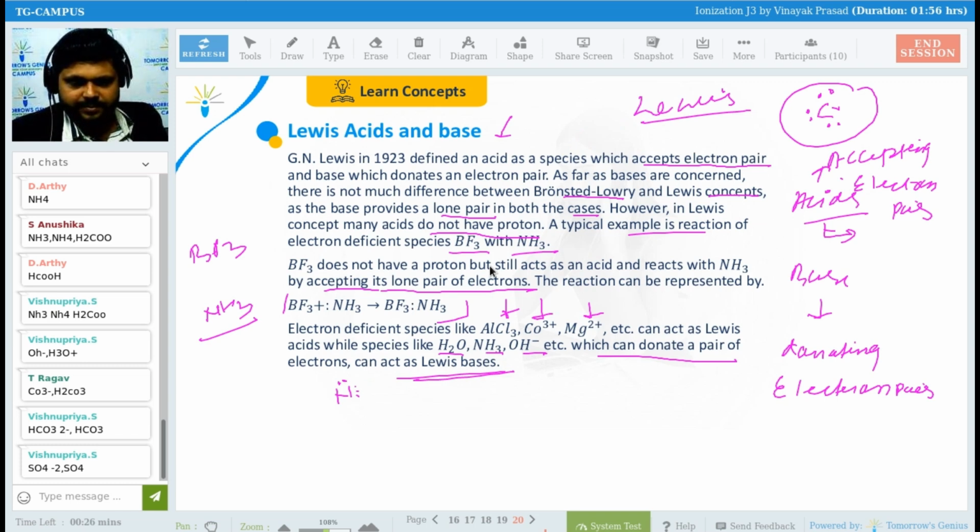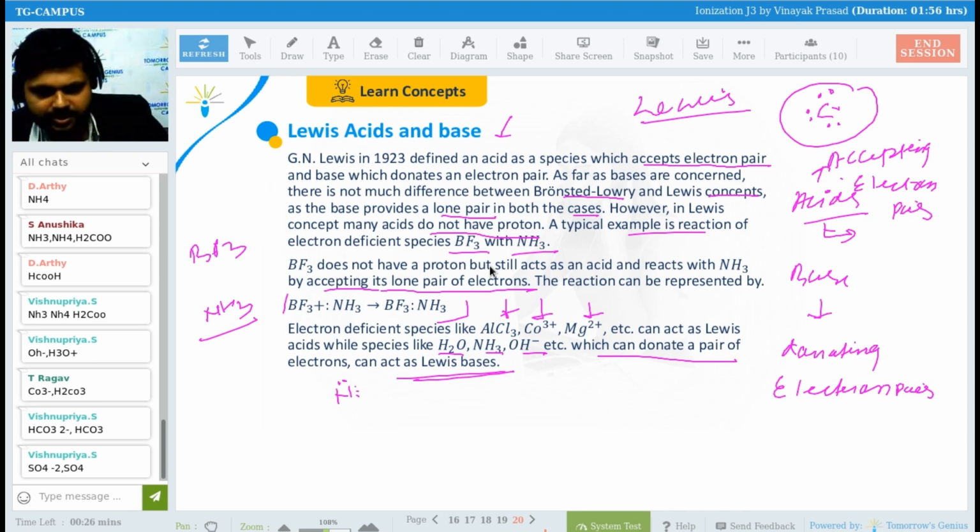Atachya, please turn on your camera. Vishnu Priya, please turn on your camera. Ashwin Karthik, turn on your camera. Yes, so Vishnu Priya, what are these? Lewis acid: species where electrons are accepted by the elements, sir. Yes, that is known as a Lewis acid, and a Lewis base is exactly opposite, such as it donates an electron pair.